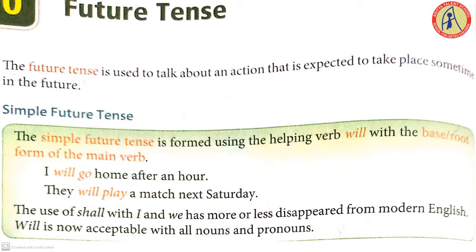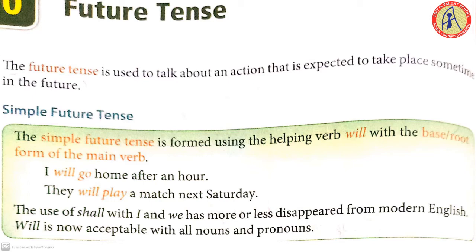The use of shall with I and we has more or less disappeared from modern English. Will is now acceptable with all nouns and pronouns. No need to get confused. Will is used with all nouns and pronouns. And be going to is also used in future.